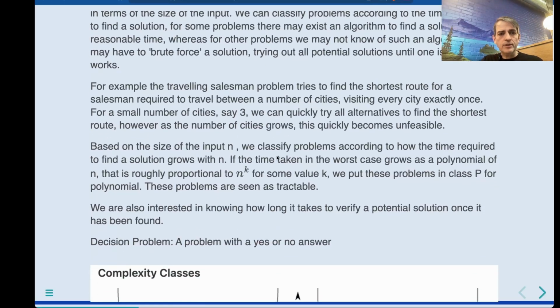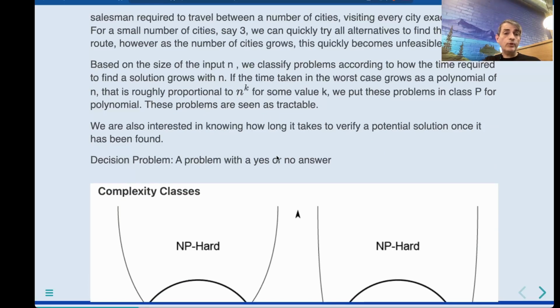Now, the terminology with this: we often talk about the input, and we often use the letter N for the input. We try to group together problems, classifying them according to how the time taken to find a solution varies according to N. Now, we always look at the worst case, and it could be that the time taken to decide would vary according to a polynomial of n. So this is n to some power k, where k is some constant value, maybe 2 or 3, some small value. Now that may seem like a lot, but actually these are some of the easiest solutions.